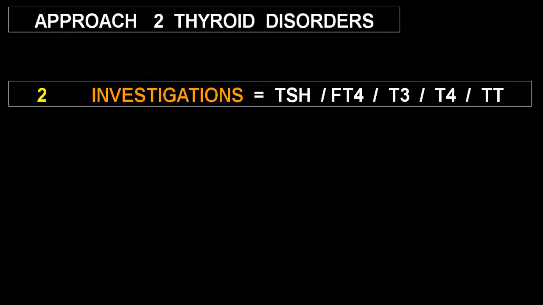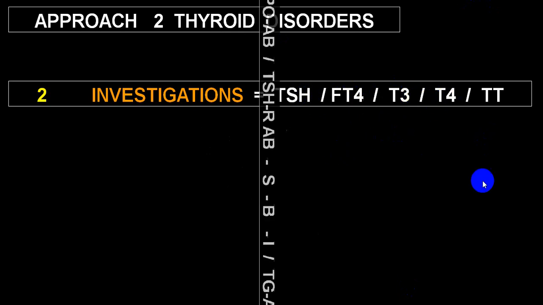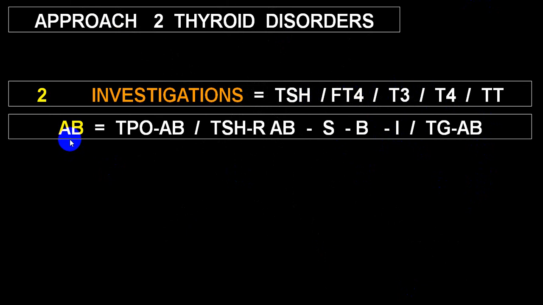Now, when you go to investigations, the first investigation is TSH, free T4, T3, or total T3, total T4, and then you go for a ratio, what we call. Among antibody studies, TPO antibody, and among TRA, we call thyroid stimulating hormone receptor antibody, which can be stimulating, blocking, or inhibitory, and thyroglobulin antibody. These are the three common antibodies which are being studied.